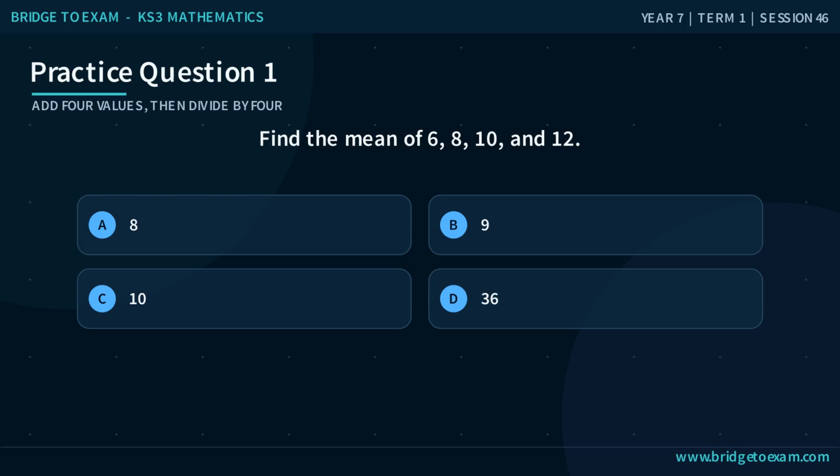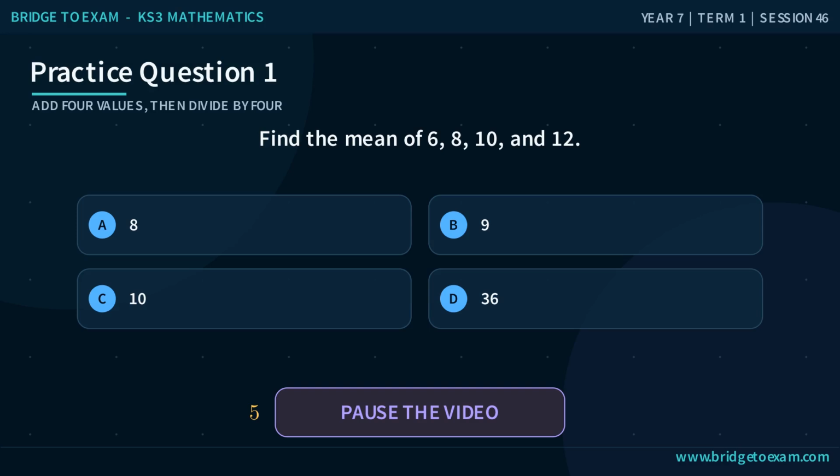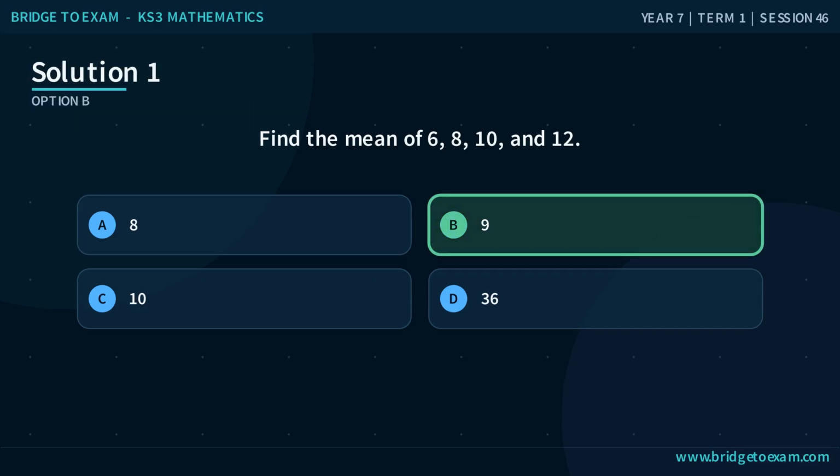Practice question 1. Find the mean of 6, 8, 10, and 12. Option A is 8. Option B is 9. Option C is 10. Option D is 36. Pause, add all four values, then divide by 4. The correct answer is option B, 9. 6 plus 8 plus 10 plus 12 is 36, and 36 divided by 4 is 9.